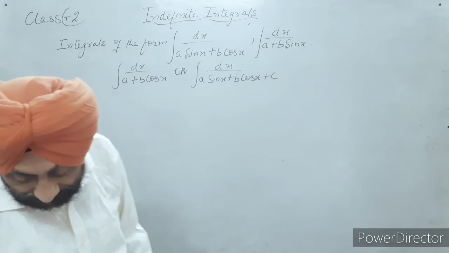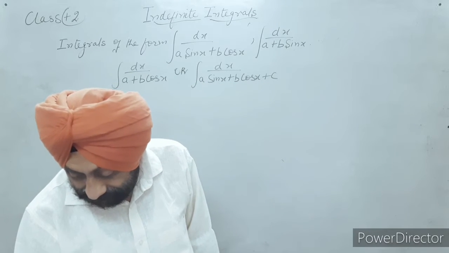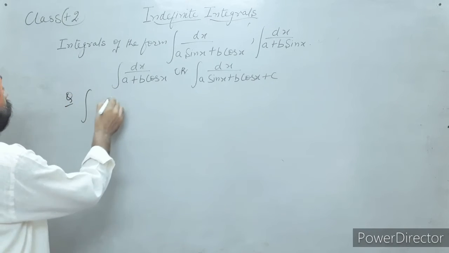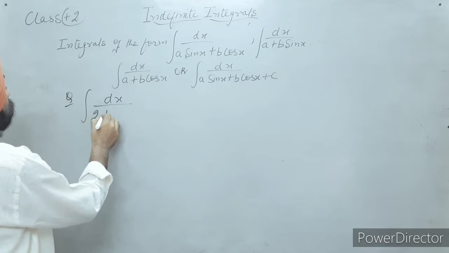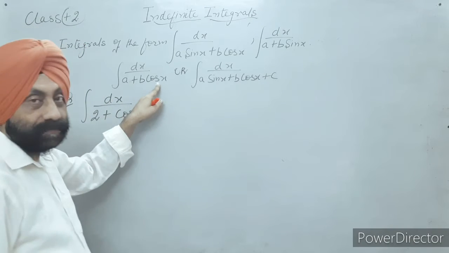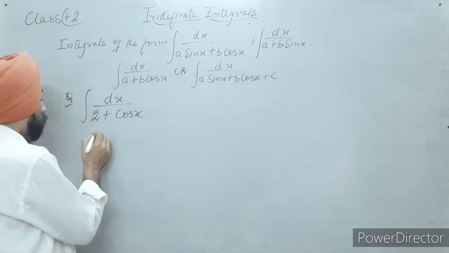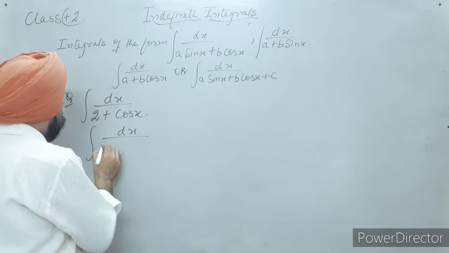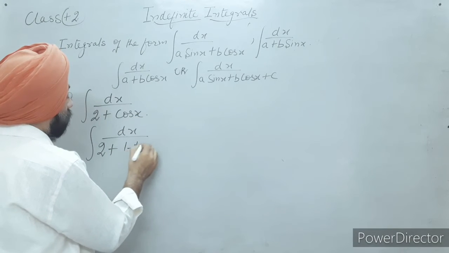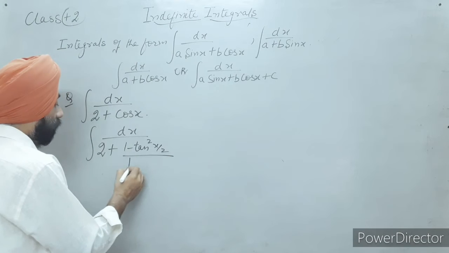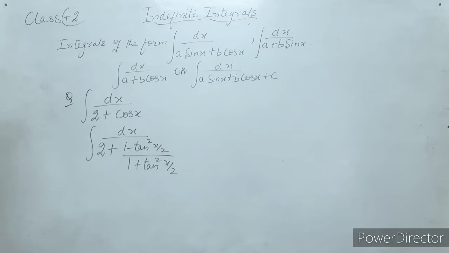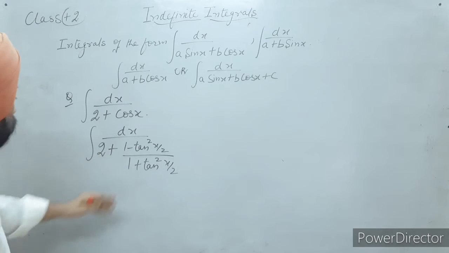Now, question is like this: dx upon 2 plus cos x. It's of this type, right? What I told you, dx upon 2 plus, write this cos x as 1 minus tan square x by 2 divided by 1 plus tan square x by 2. Substitute the value of cos x. Now take the LCM and solve.